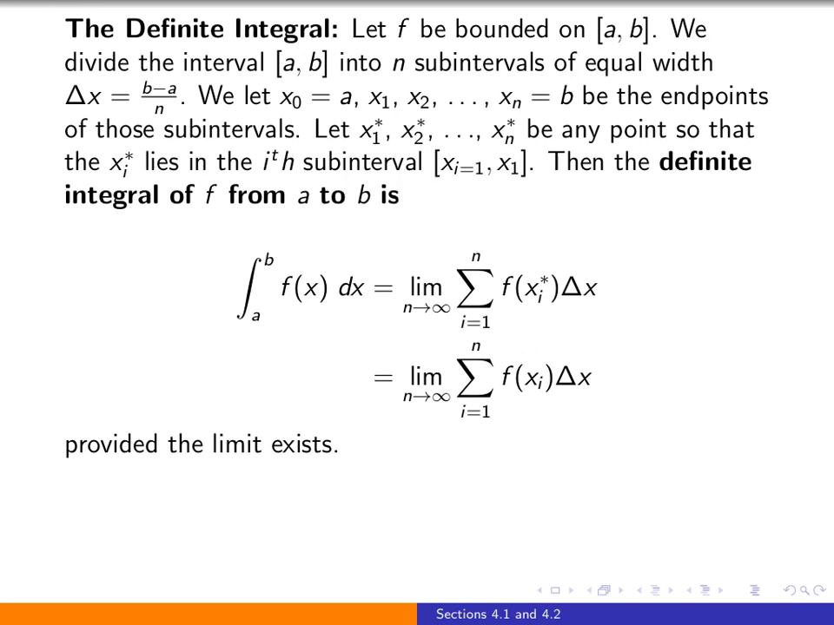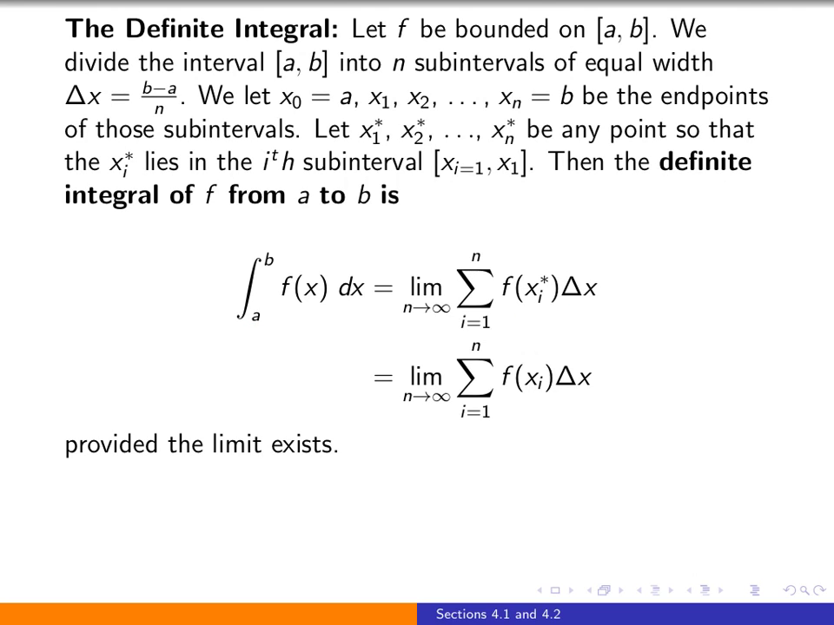And then the only difference here is that when we calculated the height of our ith rectangle, we just plugged in the right-hand endpoint. You don't have to use the right-hand endpoint. In general, you can use what you would call a sample point, where x1 star is any point you want in the first interval. x2 star is any point you want in the second interval, and so on. And putting that together, we get the formula for the definite integral.